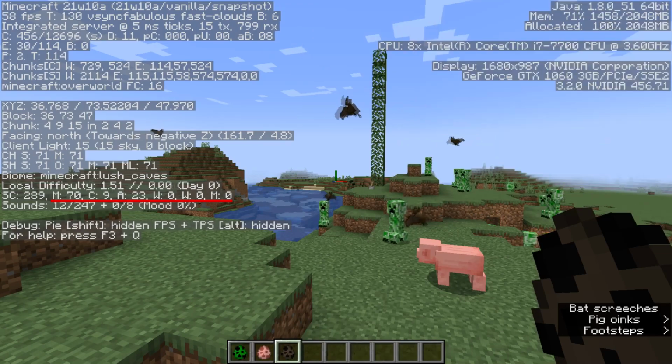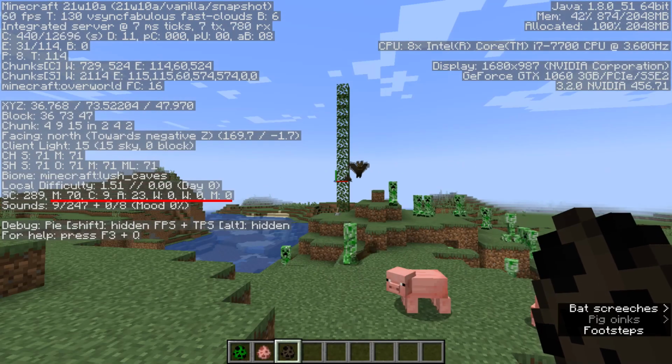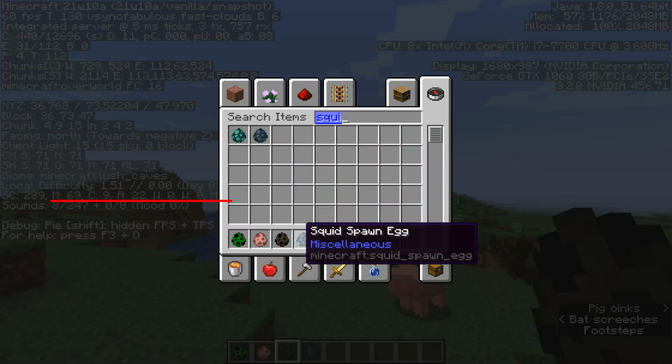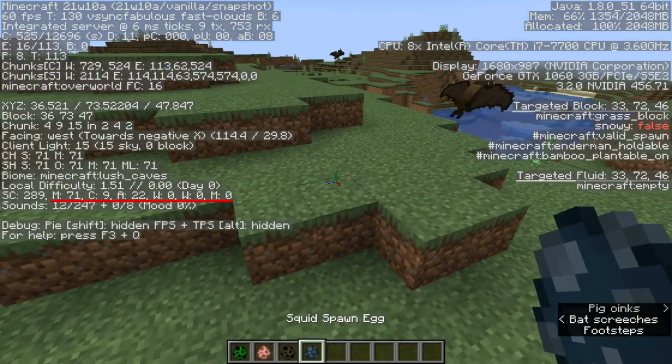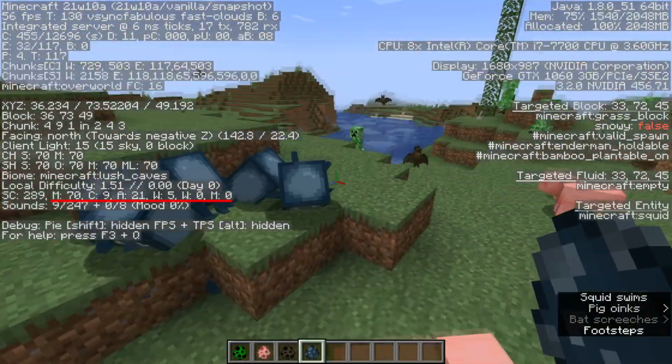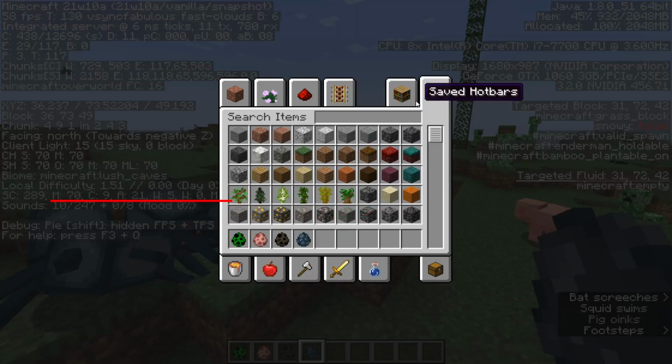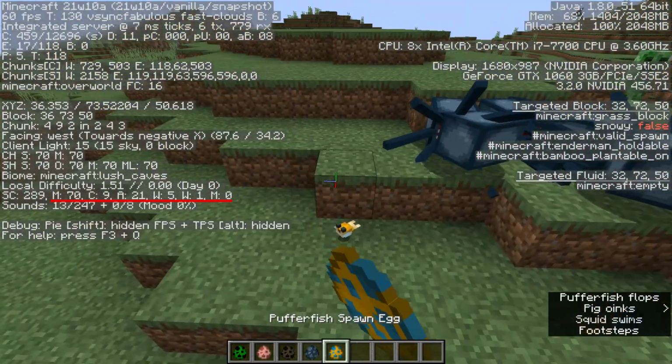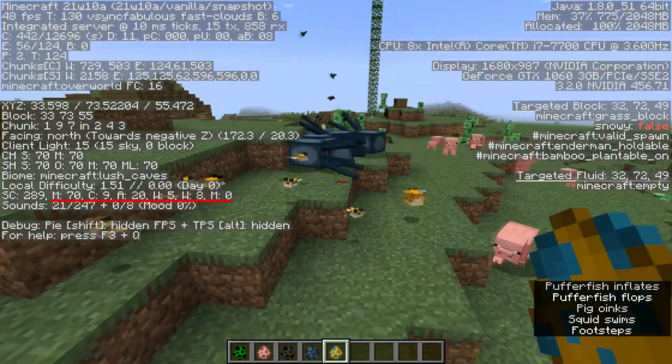Then the first W you see there is for water creatures like squids. So let's summon in some squids, and you'll see the first W number go up. There we go. The second W number is for other water creatures. So let's spawn in some pufferfish, and you'll see the second W number go up.